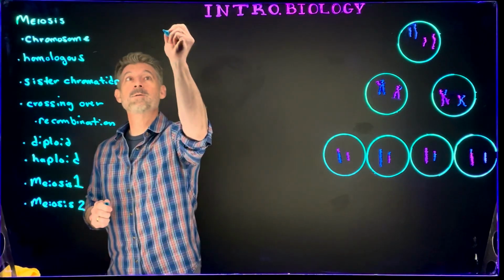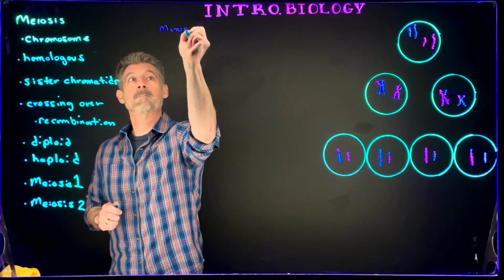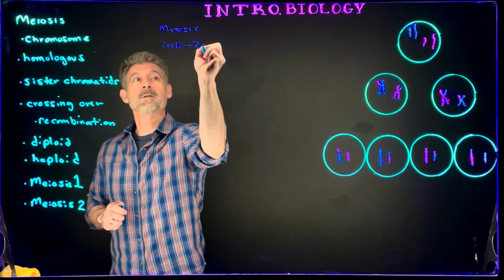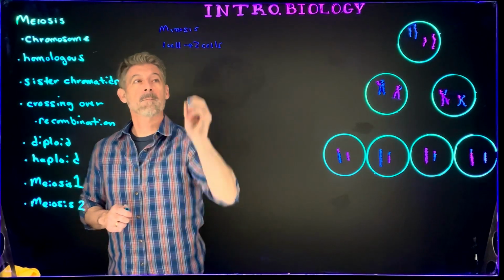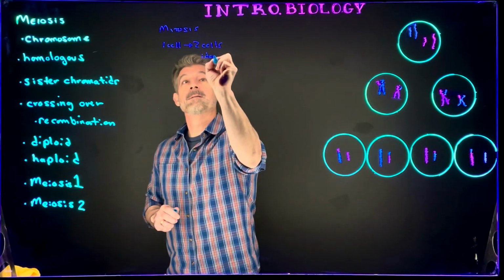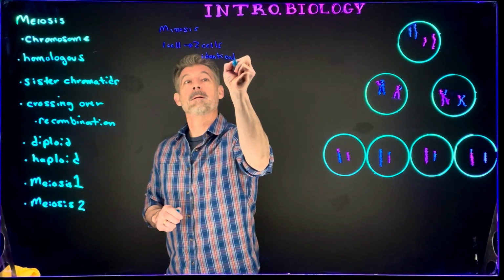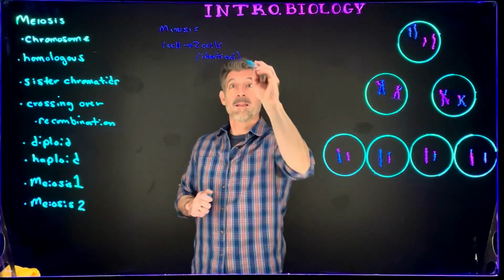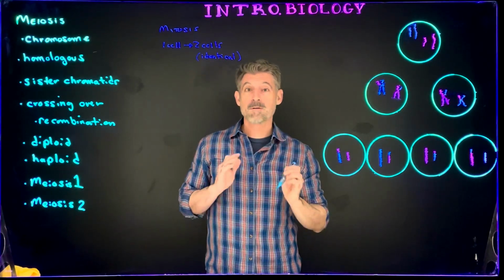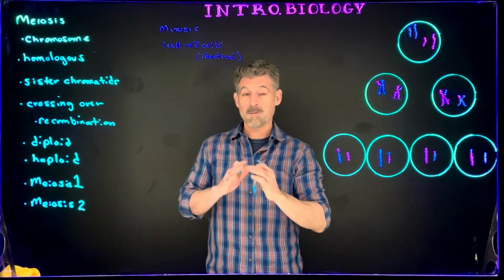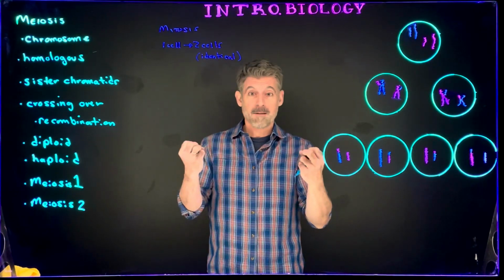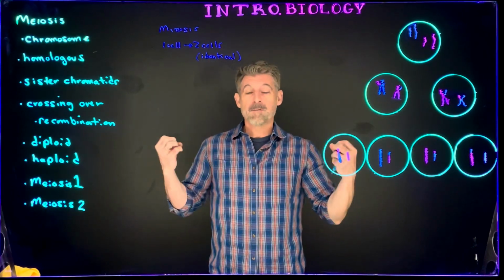So what happens in mitosis? We have one cell that goes into two cells. Those two cells should be identical to each other, and they should be identical to the original cell. So it's about cell growth. One cell divides and you have two. They're the same. Those two cells divide, you have four. They're the same.